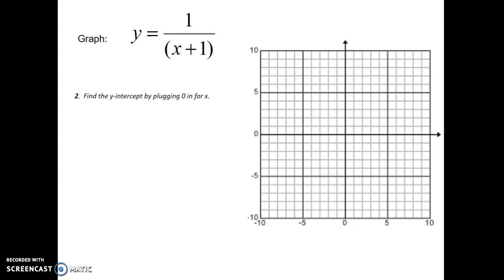First thing we're going to do is plug 0 in for the x's to find the y-intercept. So if we do 0 on the bottom, we get 1 over 1, which is just 1. So our y-intercept is going to be (0, 1). So we can plot that point on our coordinate plane.